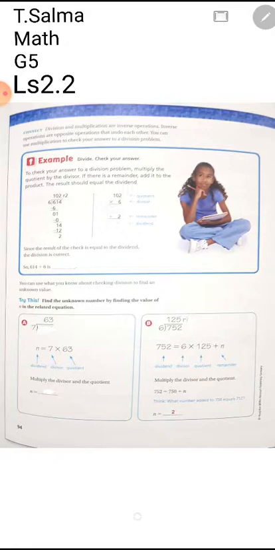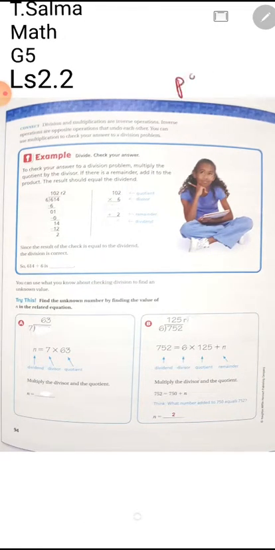Look at this number on page 94. In this example, the dividend is 614 and the divisor is 6, and the quotient after the division is 102 and the remainder is 2. I have a remainder 2.